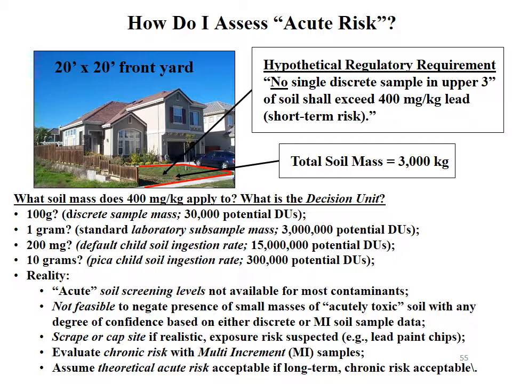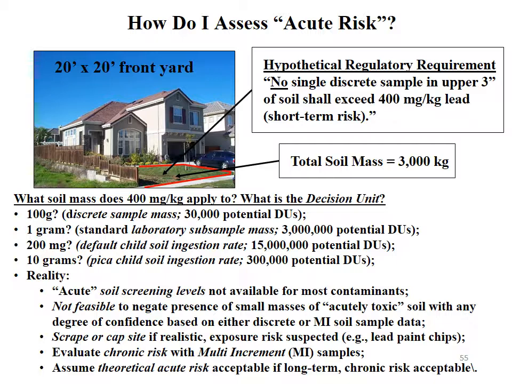That's 30,000 potential DUs. So you, risk assessor, are telling me, the geologist or the field person, I need to demonstrate to you that no single one of those 30,000 100-gram masses of soil in the front yard exceeds 400 milligrams per kilogram lead. Well, how would I do that? If you mean 100% confidence, I would have to test every 100-gram mass, 30,000 samples. Well, that's probably not going to happen. Let's think about it in more detail.